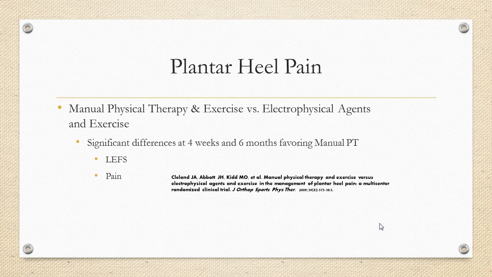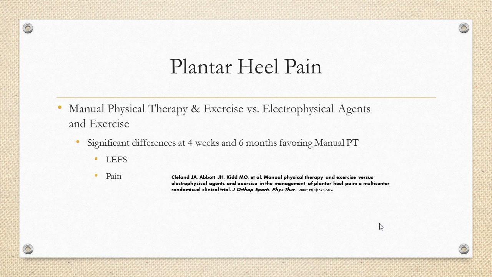The electrophysical agents group with exercise: the components were ultrasound at 1.5 watts per cubic centimeter at 100 hertz, 20% for 5 minutes to the plantar fascia. It was followed by iontophoresis with dexamethasone at 40 milliamps per minute. And then they performed the same mobility exercises and home exercise program that the manual therapy and exercise group did. So, results of the study: both groups demonstrated improvements.